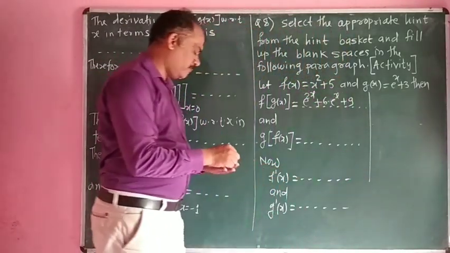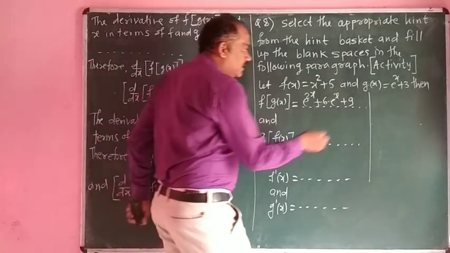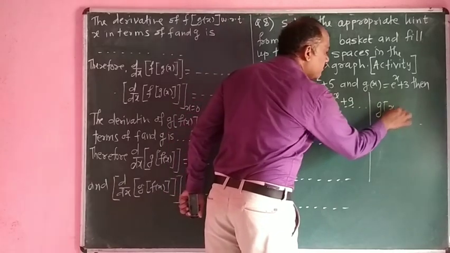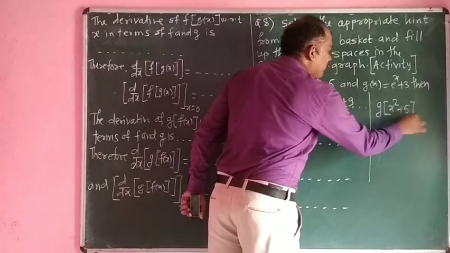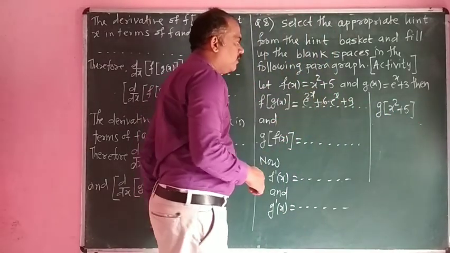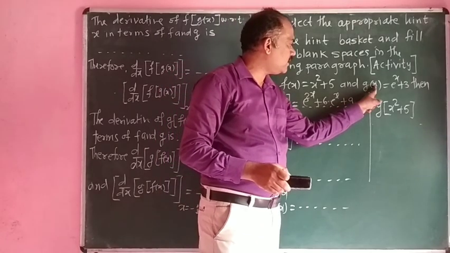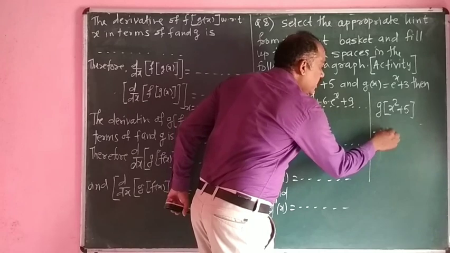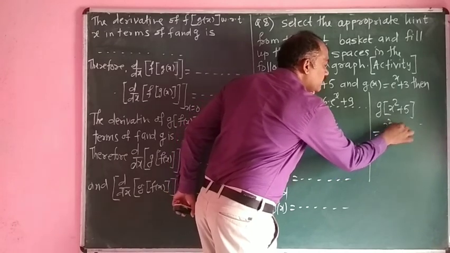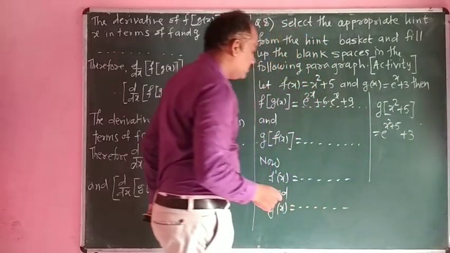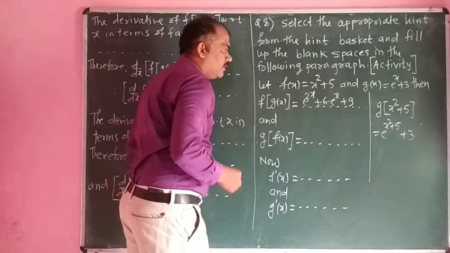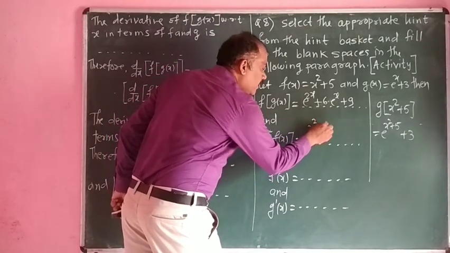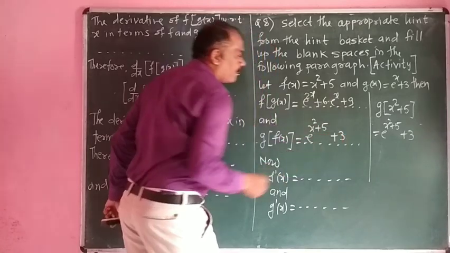We have to find the value of g of f of x, that is g of, what is f of x? x square plus 5. f of x is nothing but x square plus 5. Means here we have to replace this x by x square plus 5. So what we get is e raised to x square plus 5, plus 3. So that we can write here e raised to x square plus 5 plus 3.